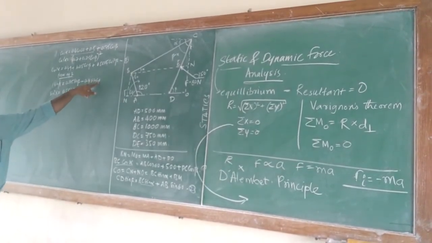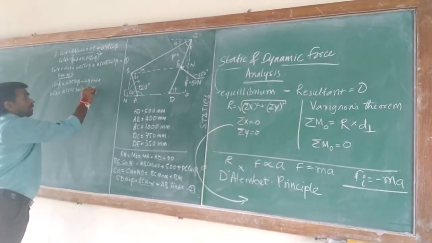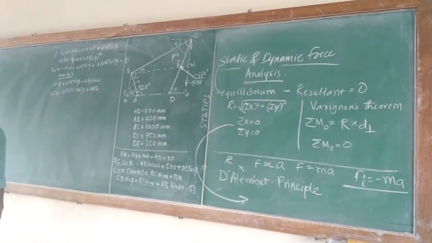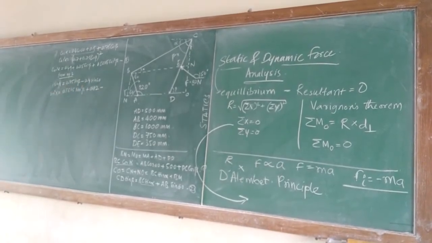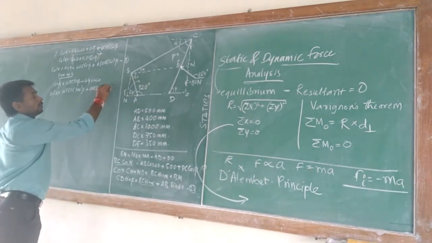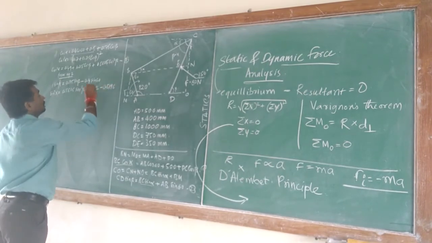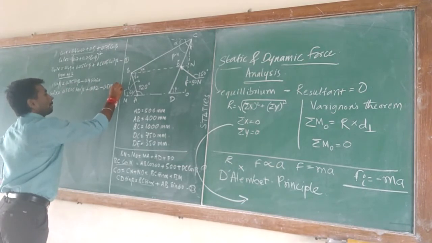So the square of this is 0.12. Then minus 2 into 0.4 into 0.75, that is 0.6, into sin 60, which is 0.5196 into sin beta. Correct?